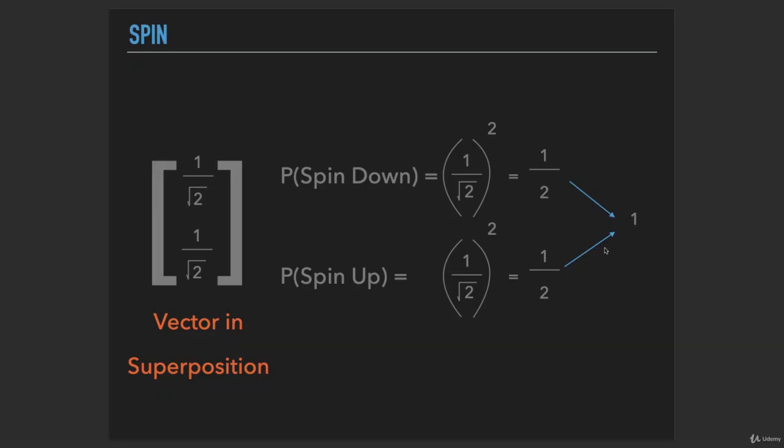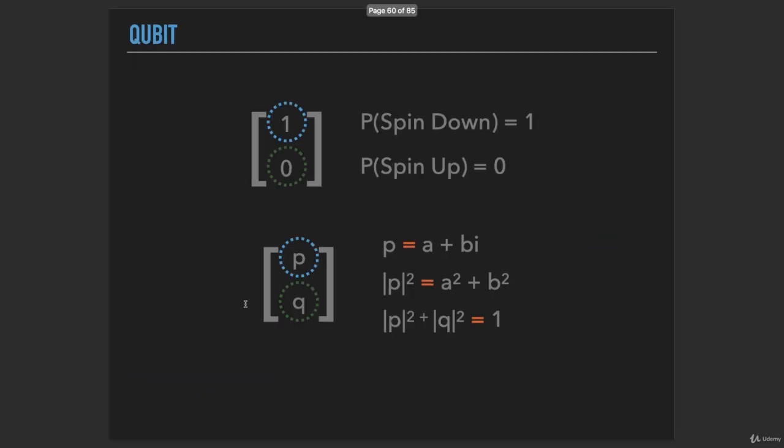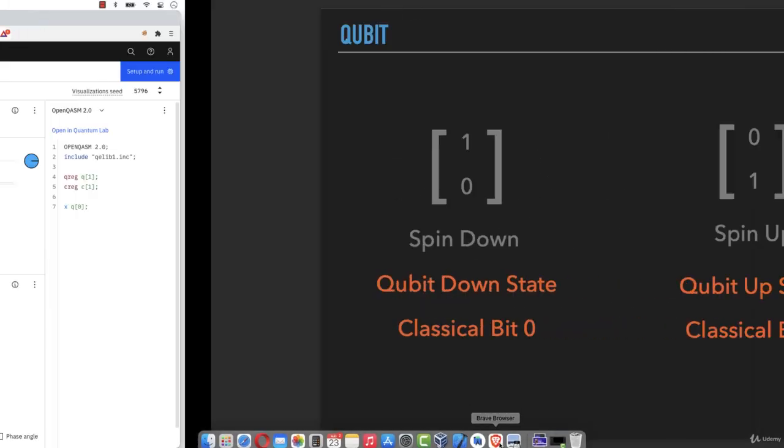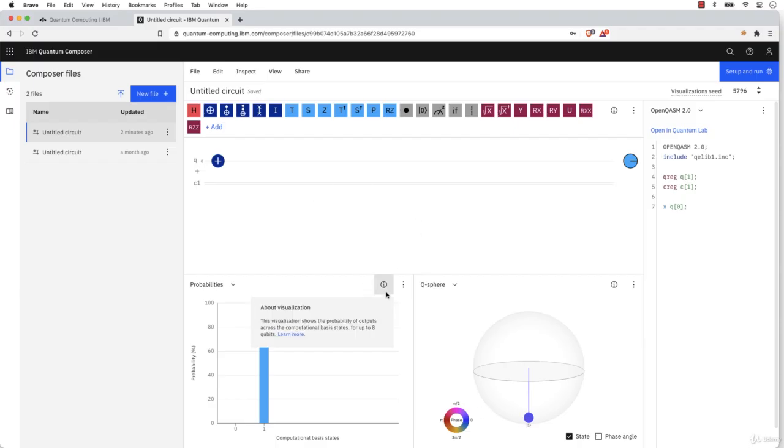right? And we call this vector in superposition. So this is a superposition vector. Why? Because it all adds up to 100%. And in fact, there is a 50% chance of getting a 0 or 1. So remember this. This is spin down, this is spin up, and we also have a superposition, or we can have anything in between as well.